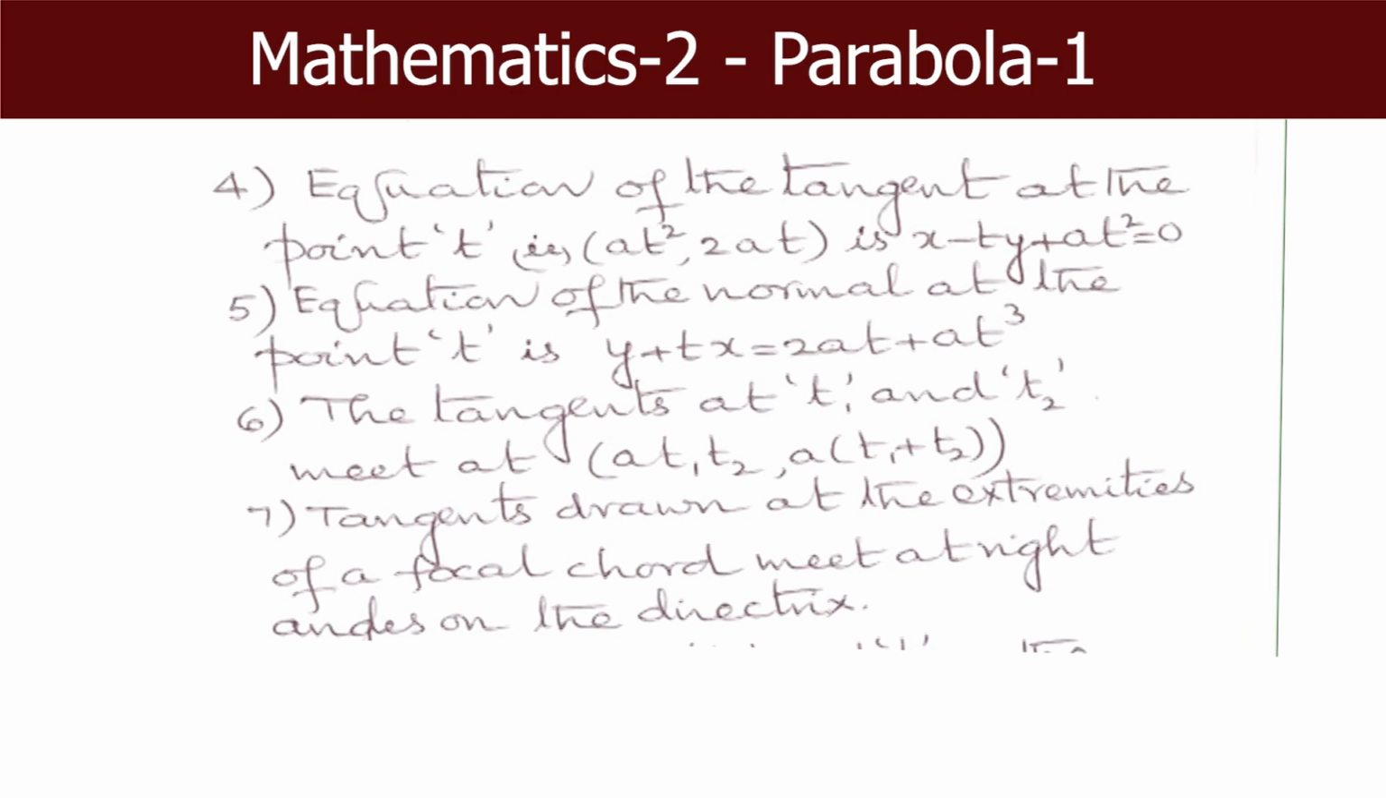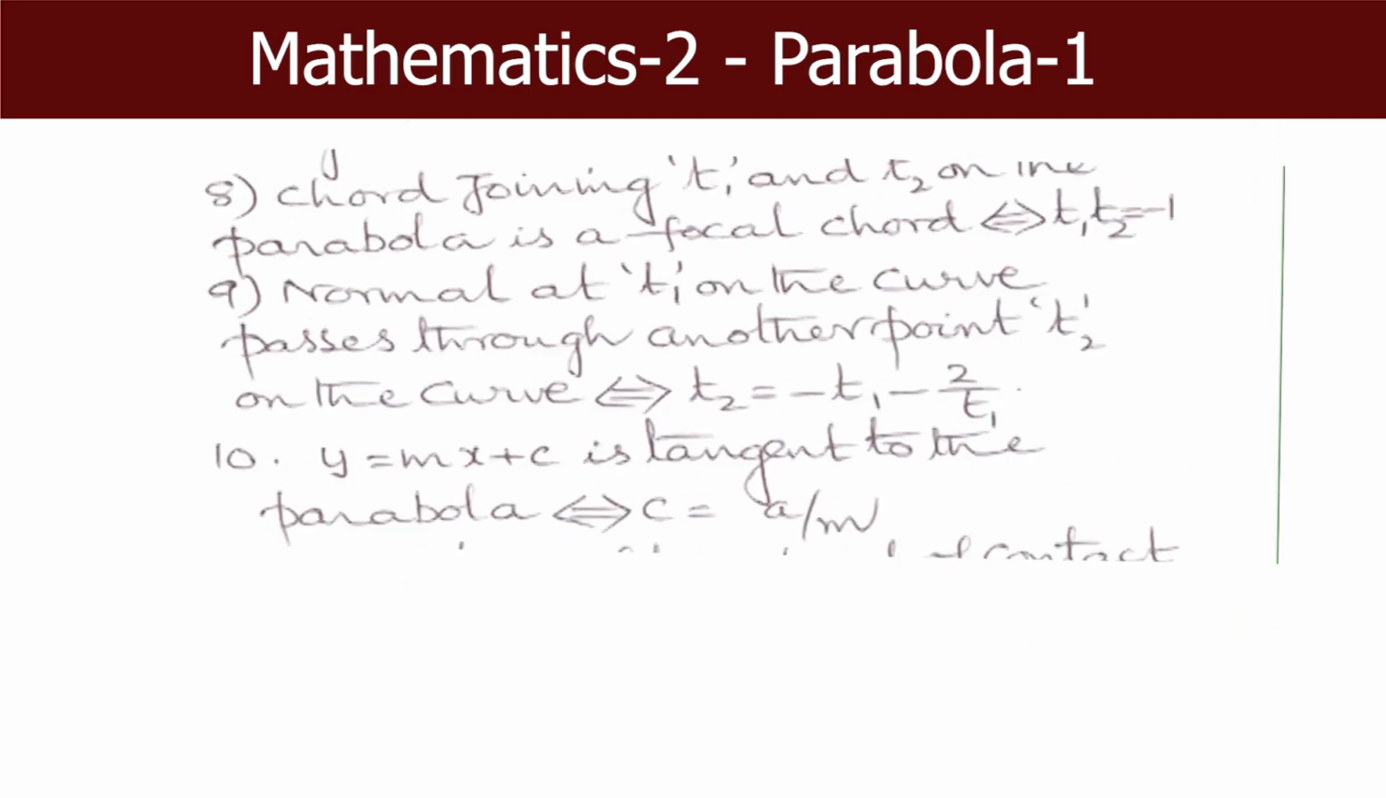They are perpendicular, they intersect at right angles on the directrix. They are perpendicular, their point of intersection is a point on the directrix. In fact, the chord joining the points t1 and t2 on the parabola is a focal chord if and only if t1 t2 equal to minus 1. Product of the parameters equal to minus 1.